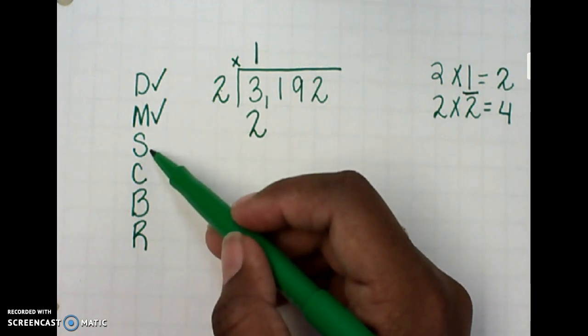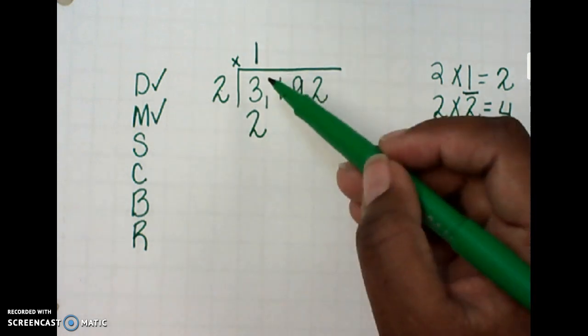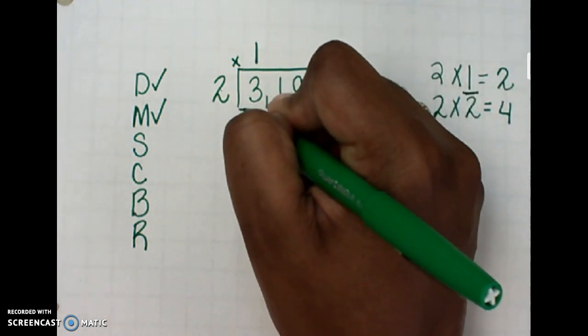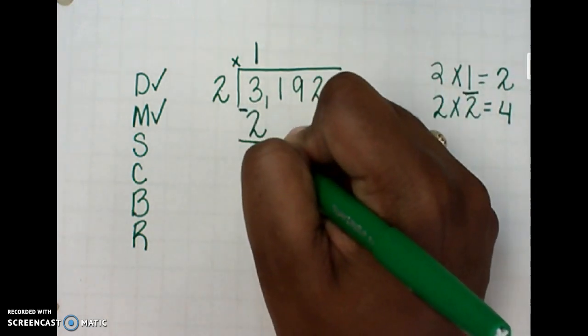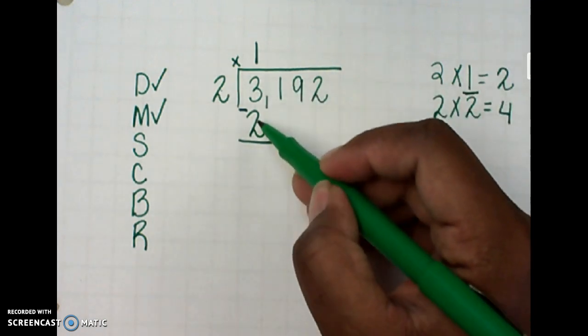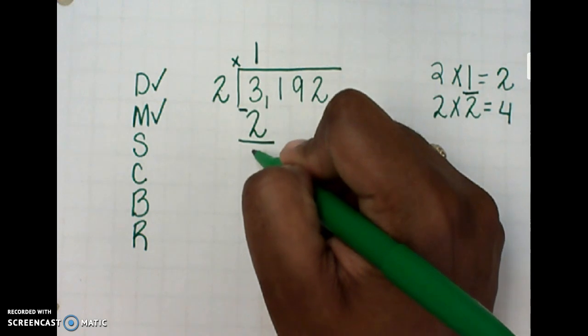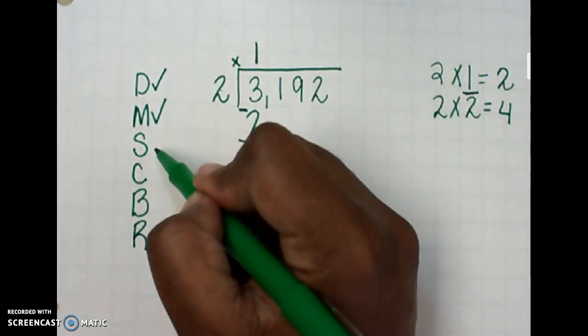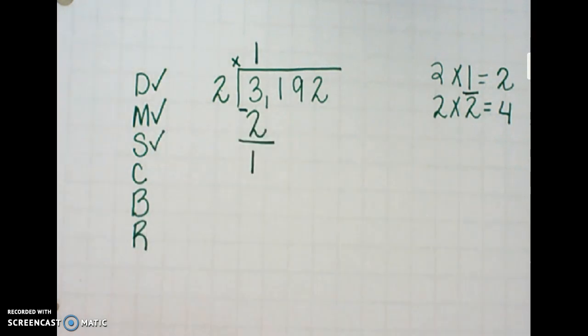S stands for subtract. What is Miss Phillips subtracting? I am subtracting 3 minus 2. So put your subtraction sign, put the bar, and then subtract. 3 minus 2 is 1. And then put a check by S for subtract.